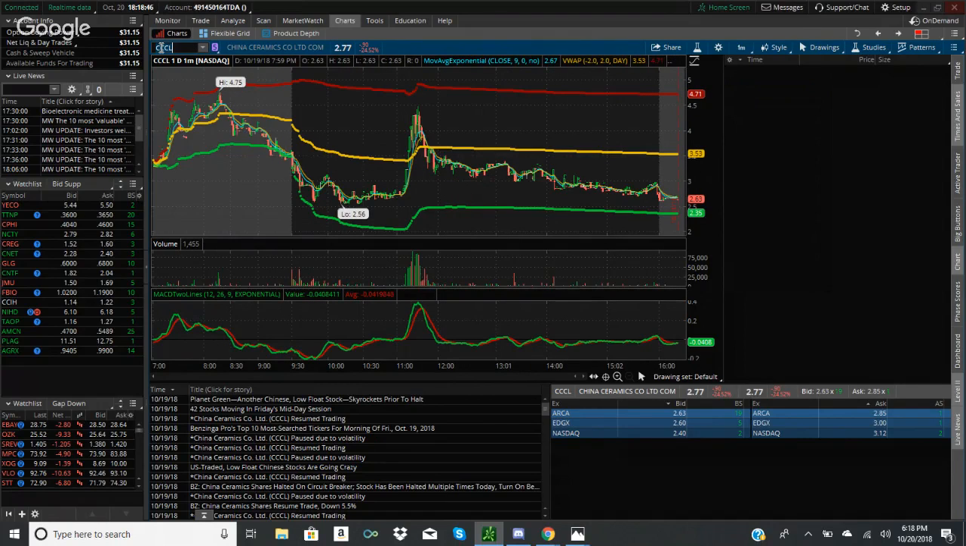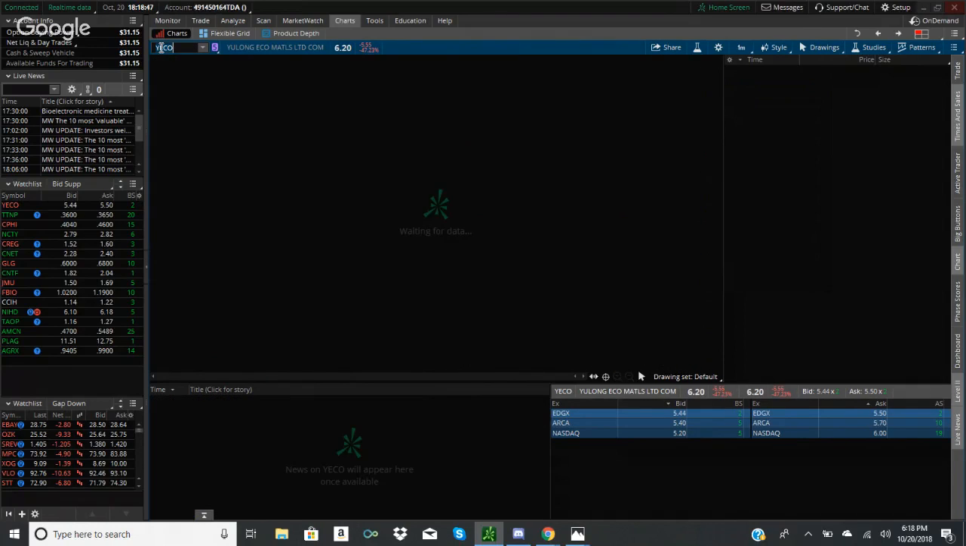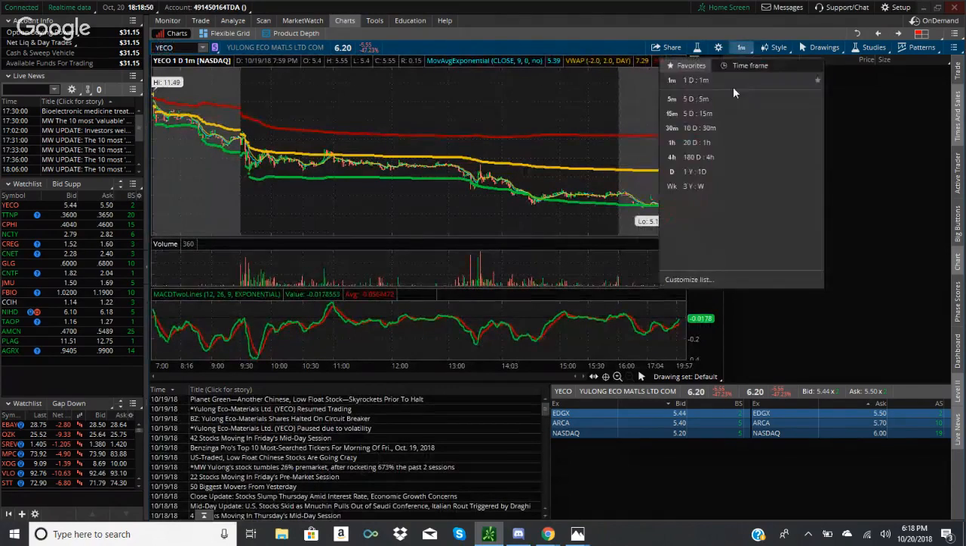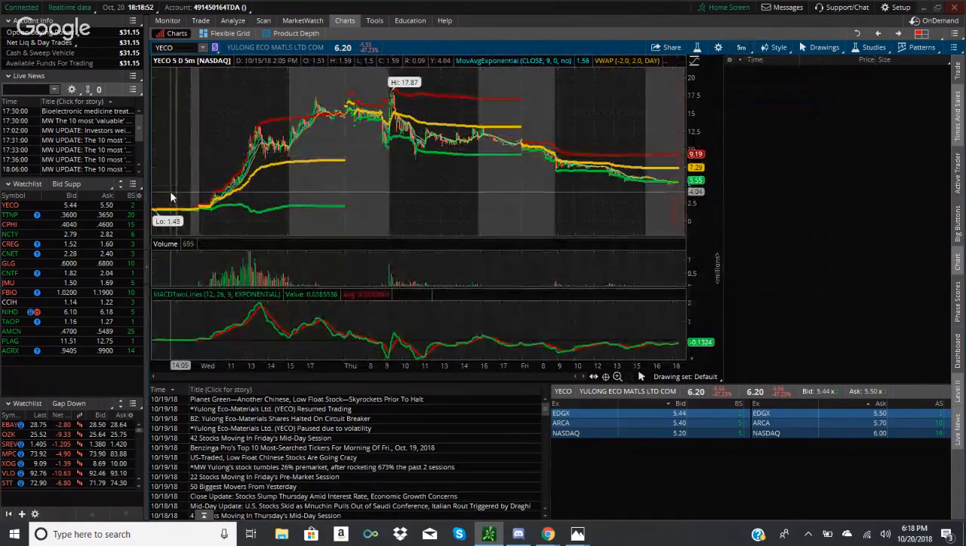And we'd have to look at Yeko for you guys to see actual multiple halts. But that's basically how to trade a halt. Just use your technical indicators, like your VWAP, your EMA, CCI, RSI, like I said. And then also use the previous resistance or pivot points or where it halted.